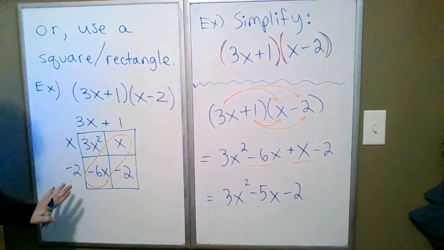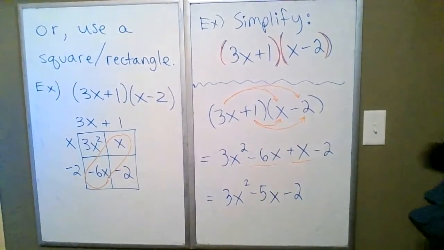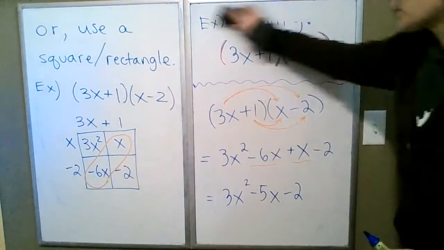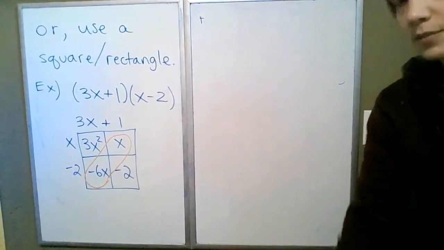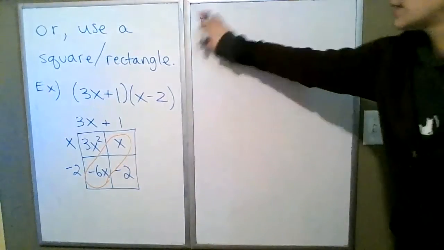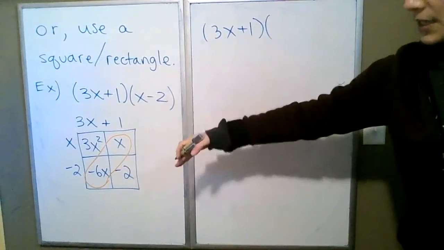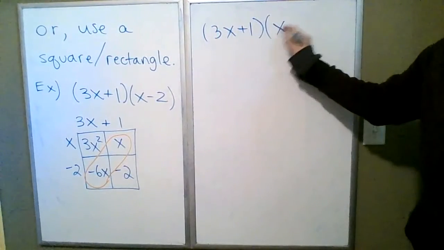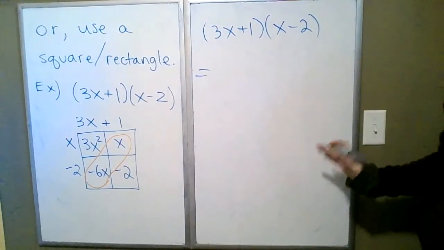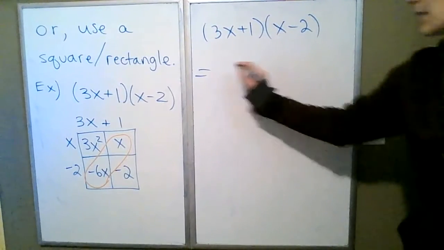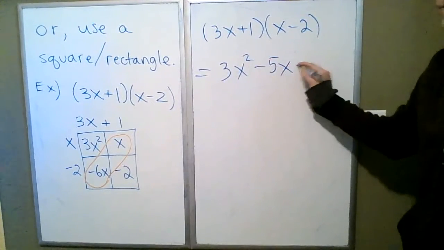Okay, after filling out the square, what we did was multiply the top with 3x plus 1 with the side, x minus 2. And we got everything inside the square. The 3x squared minus 5x minus 2.